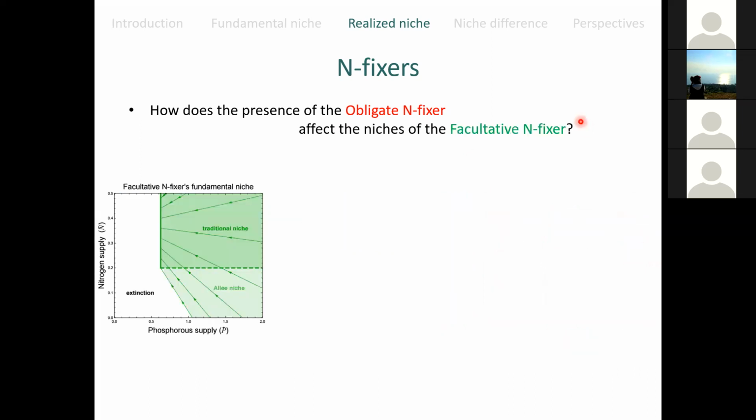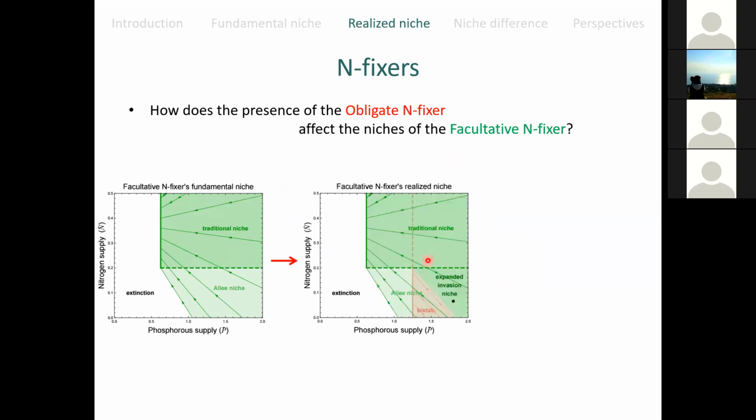But things don't always happen this way. So if we take the facultative N fixer and you grow it with the obligate N fixer, you see that the niche is modified in the following way. And don't necessarily look at the red region here. Let's just focus on this sort of triangular shaped region here. So in the fundamental niche, this is part of the Allee niche of the facultative N fixer. But now, because there's the obligate N fixer in the system, my facultative N fixer is able to invade in this range of supply points.